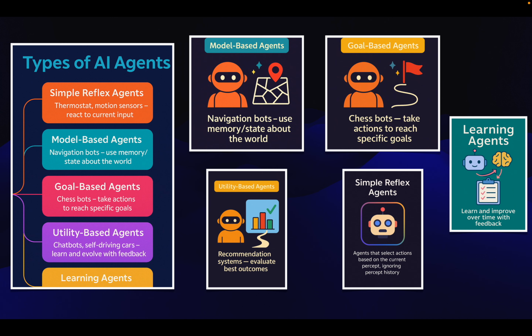We'll go through again the different types of AI agents. The five AI agent categories help us recognize how agents differ based on complexity, memory, and intelligence. First, we'll talk about the simple reflex agent. This is going to be the first one.